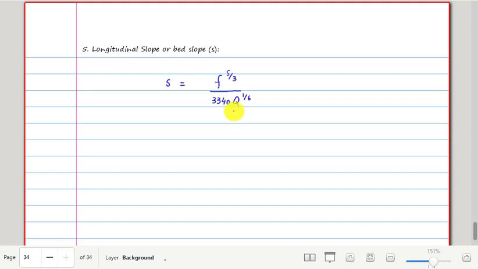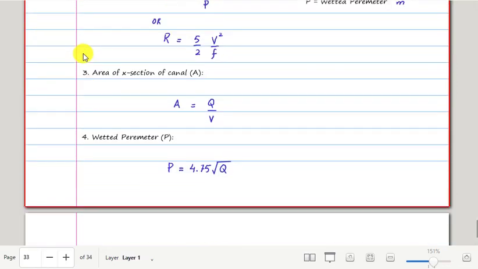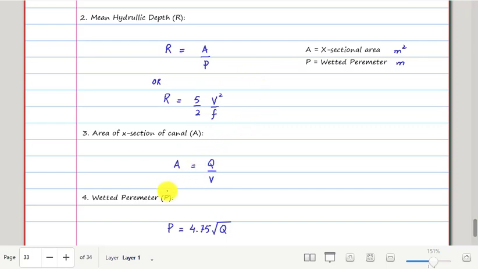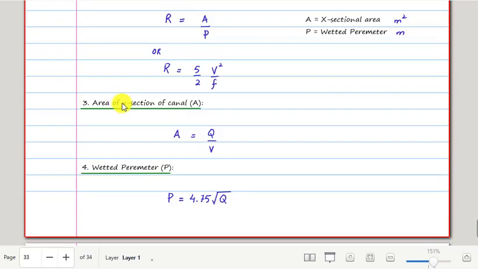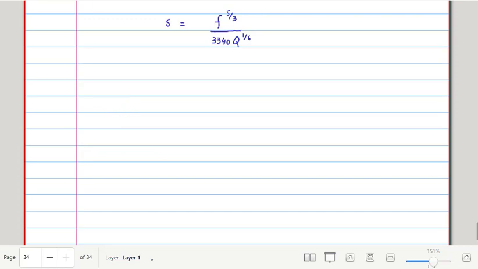Okay, these were 5 steps. We will follow these steps to design alluvial canal using Lacey's theory. This is our fourth step. This is our third step. This is our second step. Actually, this theory is simple and it's not lengthy comparing with the Kennedy's theory. Okay, these are the steps.